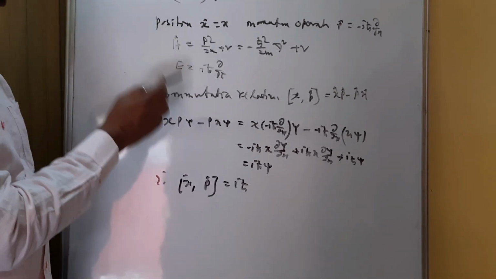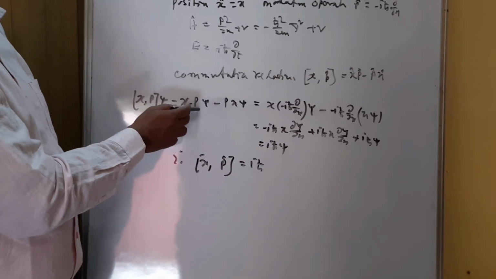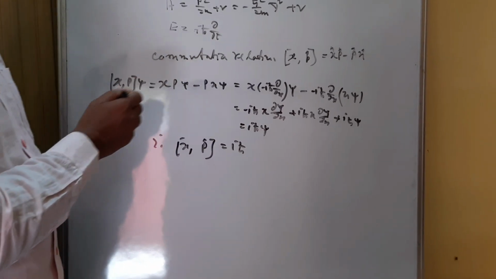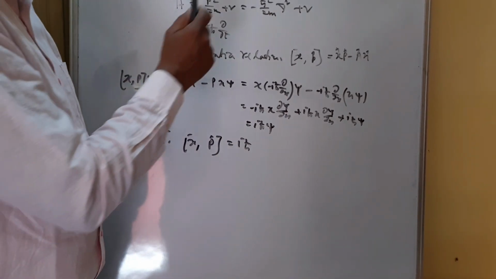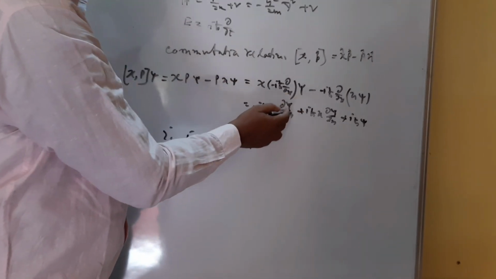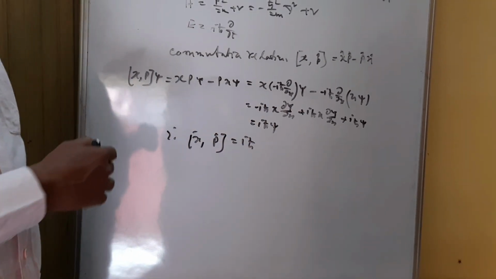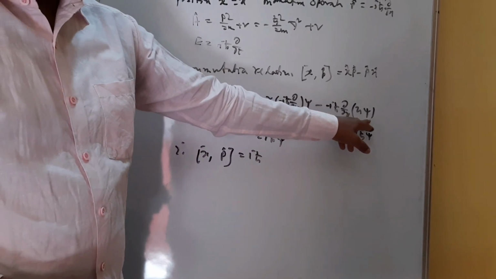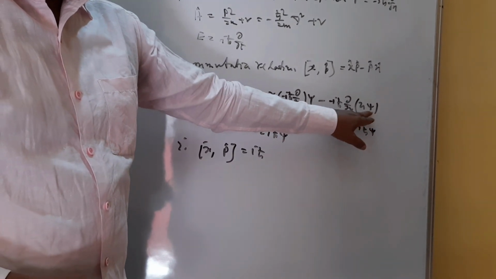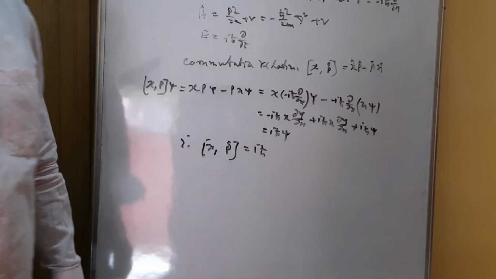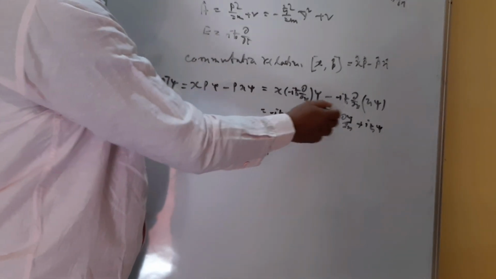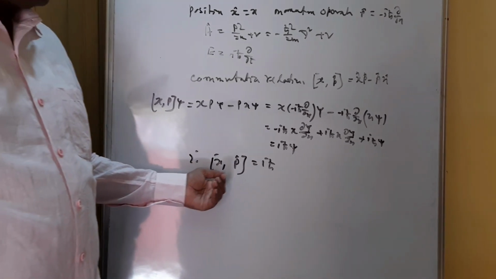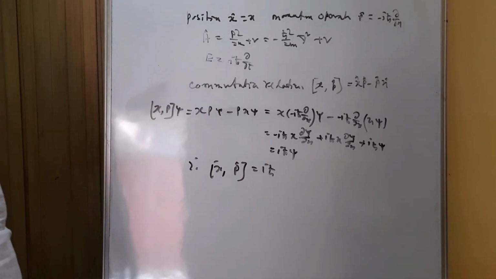Now we put in the operator values of position and momentum: x into minus i h cross del by del x of psi, minus minus i h cross del by del x of x psi. When we operate, we get minus i h cross x del psi by del x, and similarly minus into minus gives plus, i h cross into x, the first unchanged and operating on this one, the second unchanged and operating on that one. The terms cancel, and we get only i h cross psi. So we can write the commutator of x and p equal to i h cross.